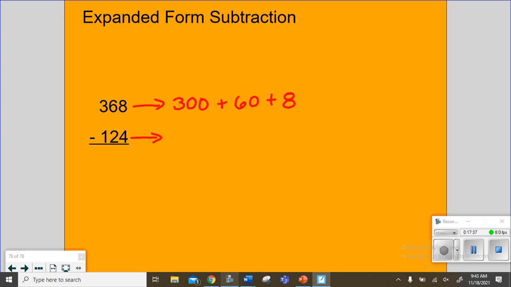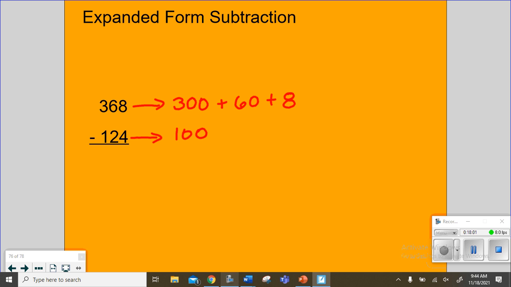I put the little pluses in between because when I smush that number back together, what I'm doing is adding. Even though I'm subtracting, I'm still putting pluses because this number is 300 plus 60 plus 8. Alright, and then you're also going to expand that other number.